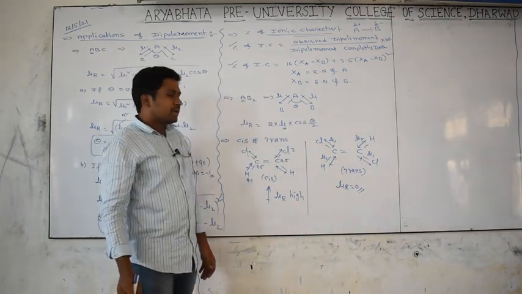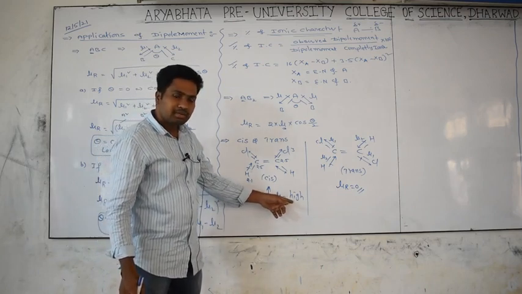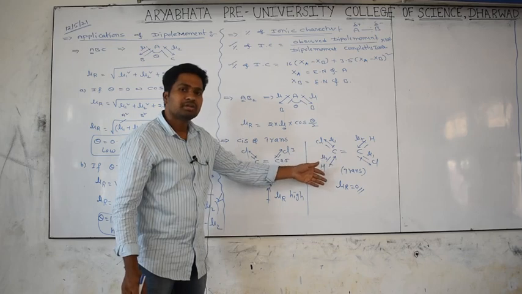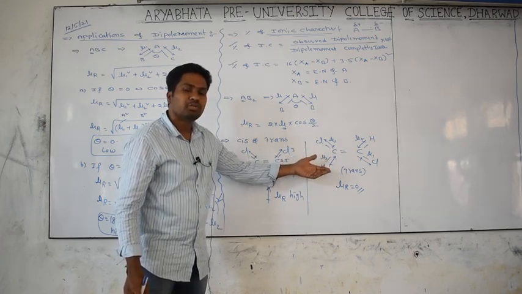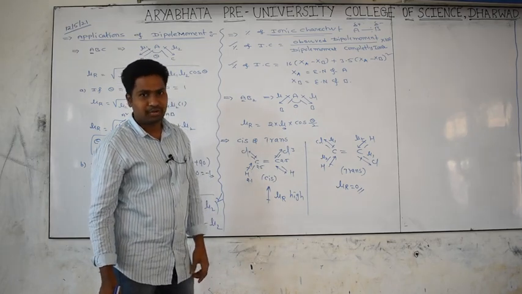Out of cis and trans, the cis isomer always has a high resultant dipole moment, meaning more polar, and the trans is non-polar because of mutual cancellation of the bond momentum. In case of trans, the dipole moment will be 0. Are you getting it or not?